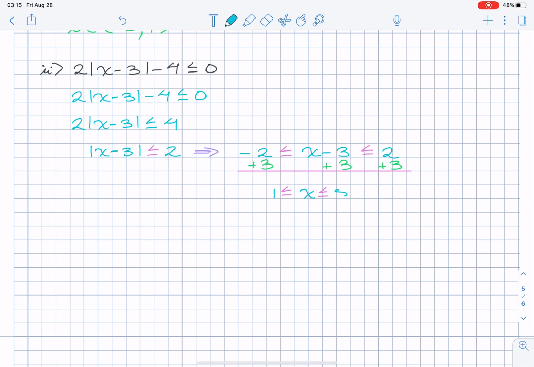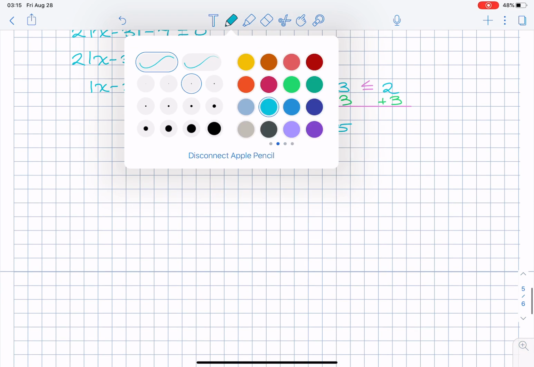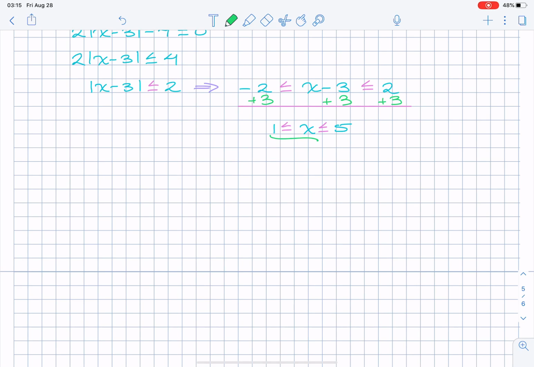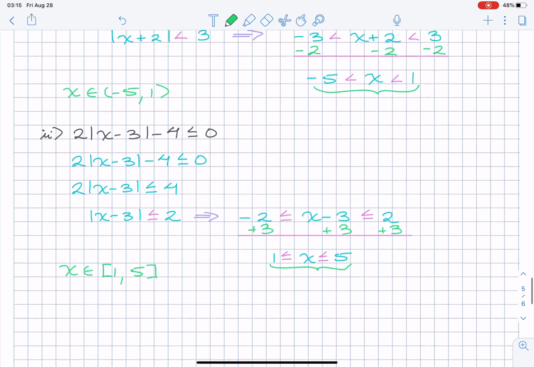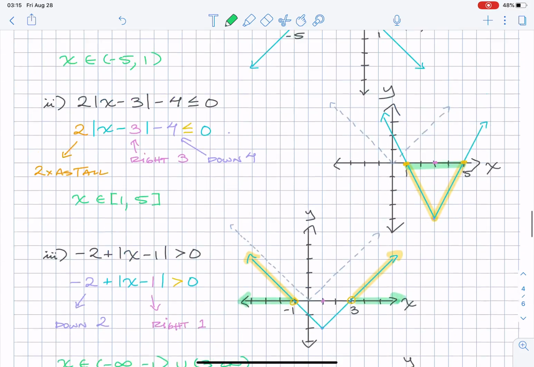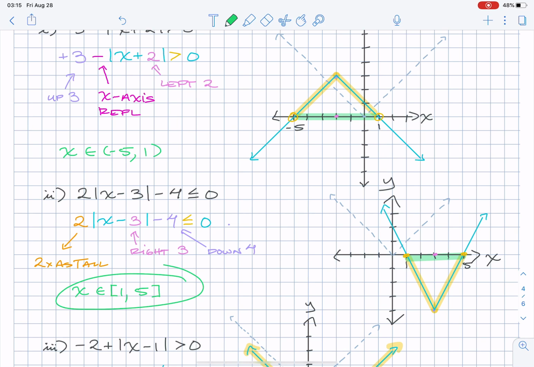So once again, these are less thans. So the way we would rewrite little less than symbols is that x is between, because of the equal signs, 1 and 5. Brackets. Okay, now this should look familiar because it is also what we got for this problem up here graphically.